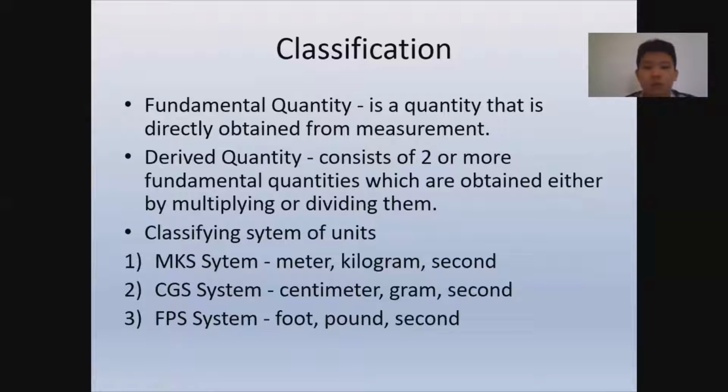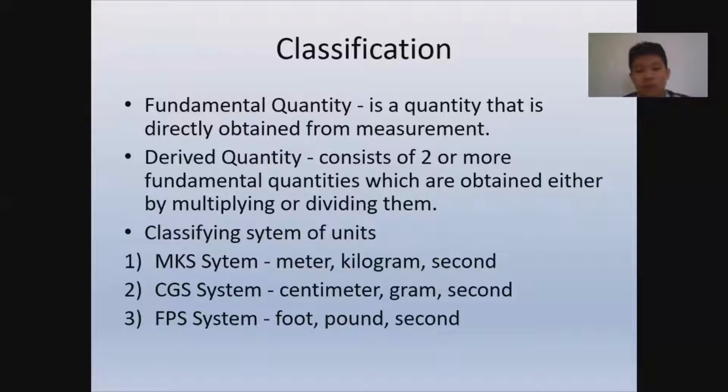Okay, now we will talk about classification. The first one is fundamental quantity. What is a fundamental quantity? It's a quantity that is directly obtained from measurement. The second one is derived quantity. It consists of 2 or more fundamental quantities which are obtained either by multiplying or dividing them.